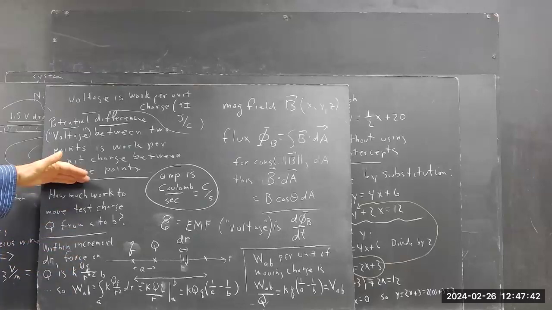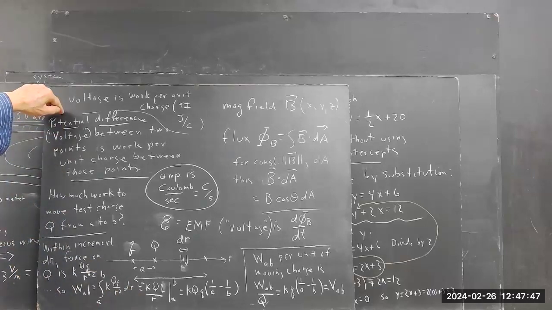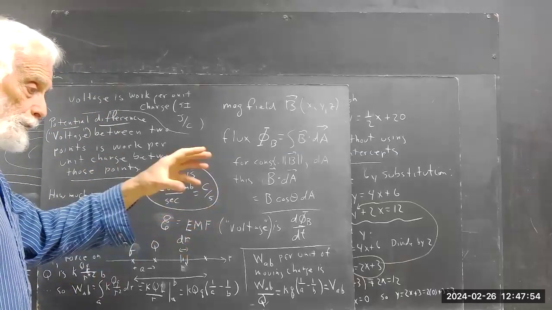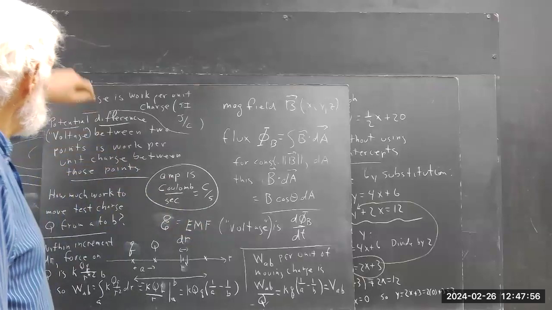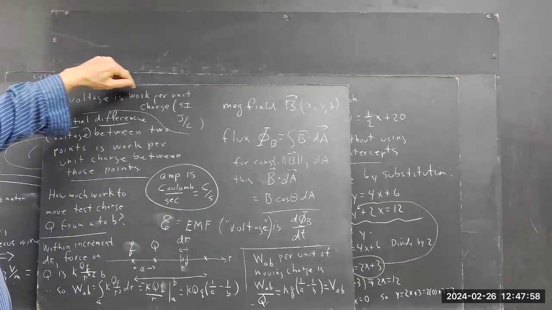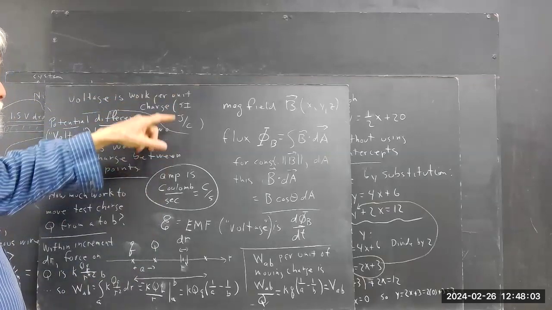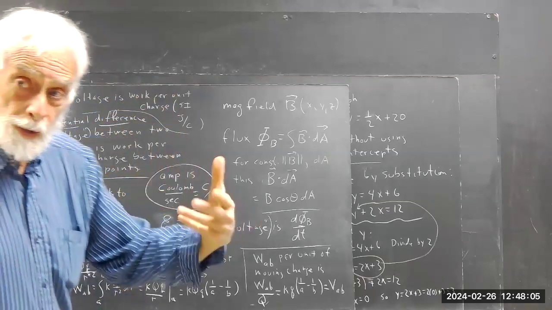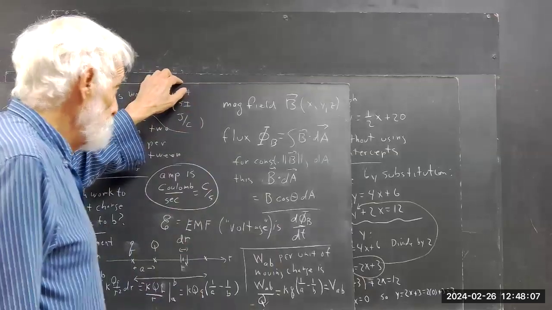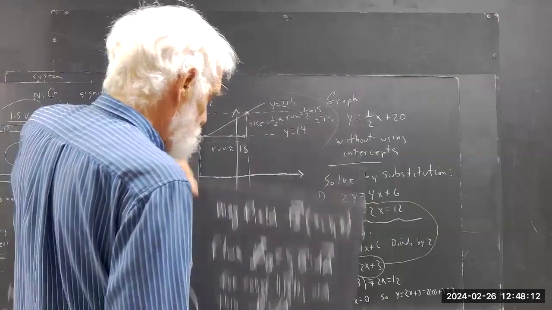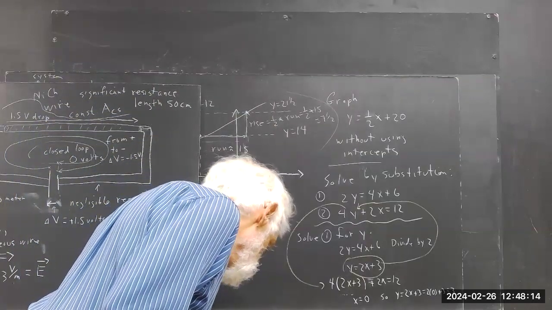So we answer the question, how much work to move the test charge from A to B? The potential difference is the work per unit charge between those points. We'll be more specific with signs and everything when we talk about it in a week. And voltage then is work per unit charge. The SI units would therefore be joules over coulombs, because work is measured in SI units of joules and charge in SI units of coulombs.